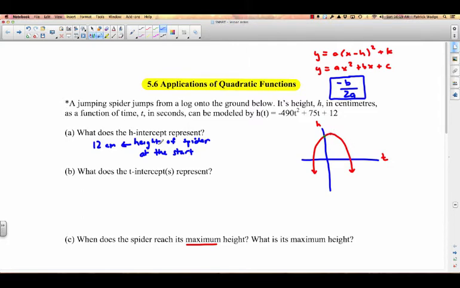The next thing that's asked is, what does the t-intercept or intercepts represent? In this case, there's two of them. There's one here, and there's one here. So what do those represent? This is where h equals 0, right? For any of these points on this t-axis, the h value is 0. Well, h stands for height. This is where the height is 0. In other words, this is where the spider hits the ground. Okay, let's write that down. This is the time when the spider reaches the ground.